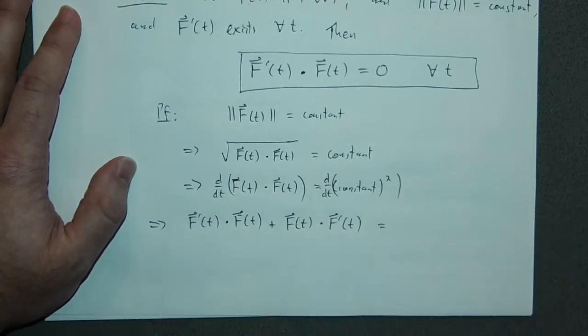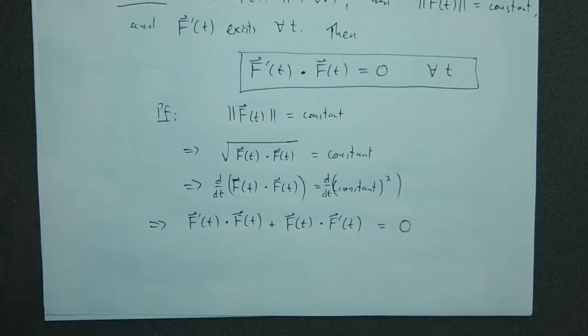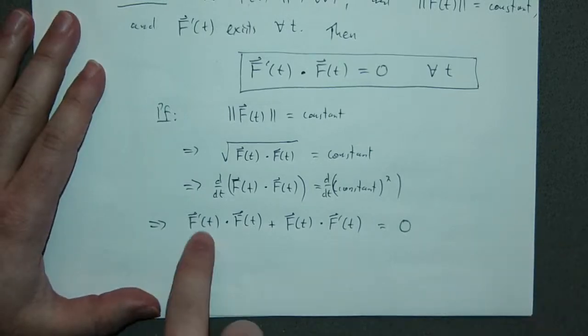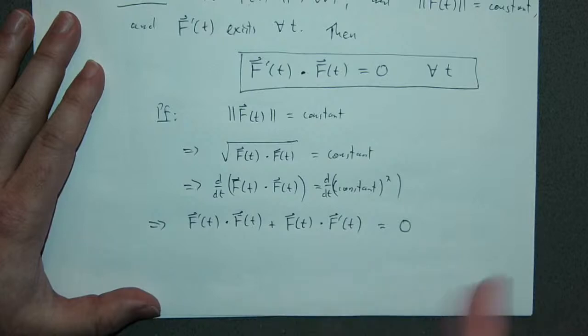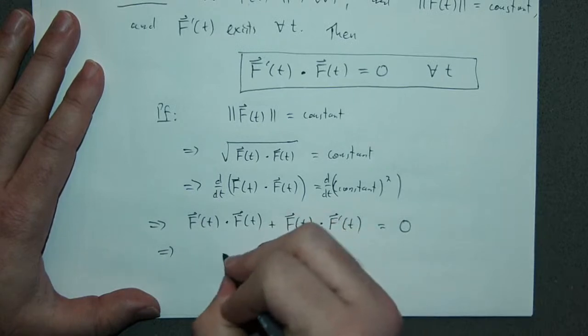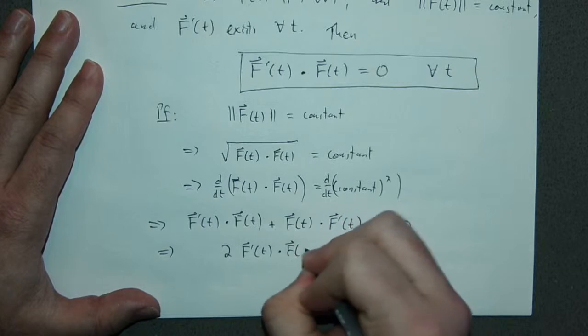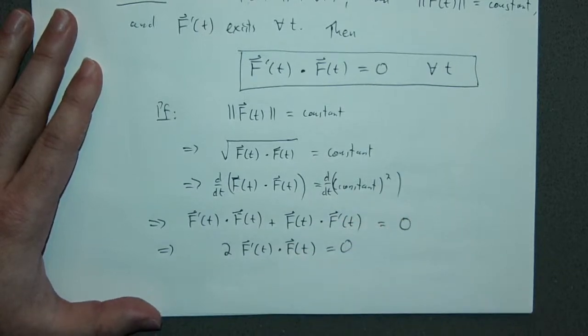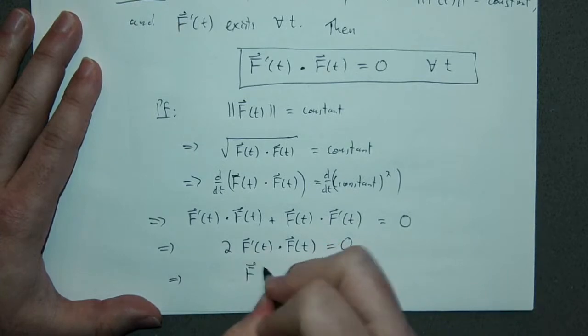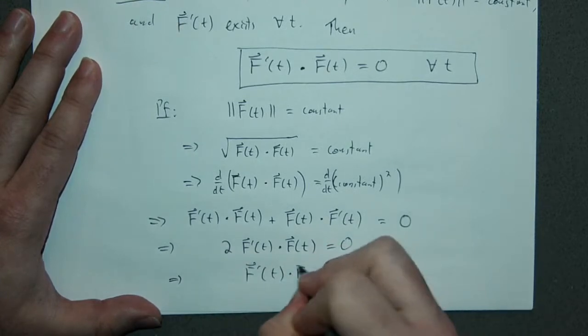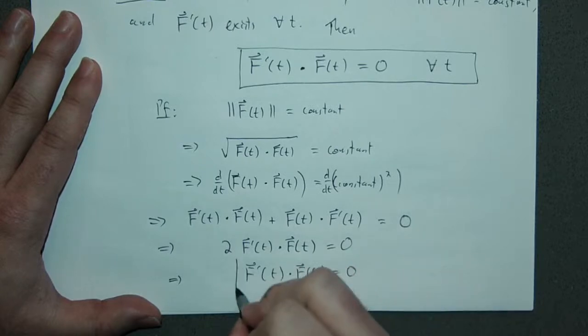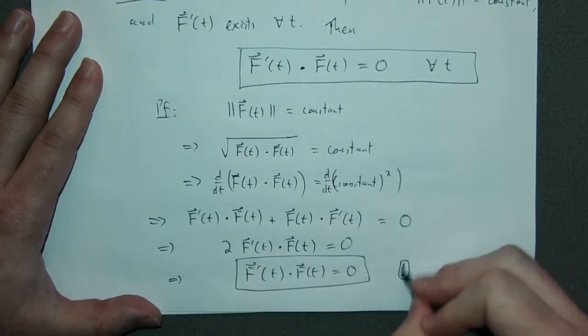What is d/dt of constant squared? Well, it's 0. It doesn't matter what it is. It's just a constant, and so the derivative of that is 0. But what do you notice about these two things? These are equal because the dot product is commutative. It doesn't matter what order you do the dot product in. So this tells me that 2 times f prime of t dotted with f of t is 0. Now I'm going to divide by 2 and get that f prime of t dotted with f of t is 0. And so that's why this works.